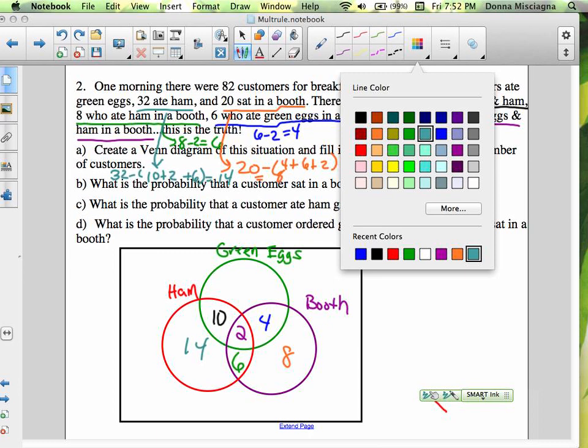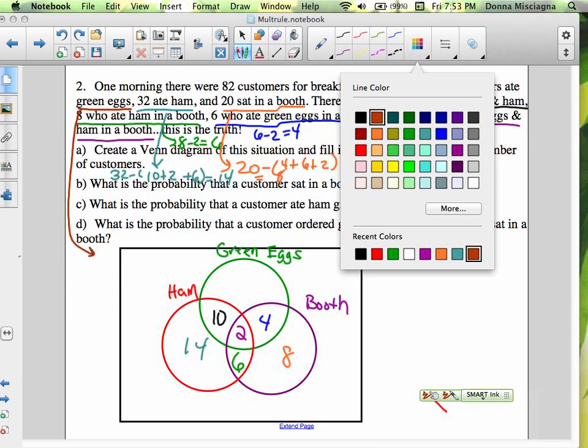And now I need one more color that doesn't look like the others. I've already used green, brown, burgundy. Well, I think this color looks different enough. We'll take that one, I guess. All right, so now we have just the green eggs. Yeah, that looks different enough.